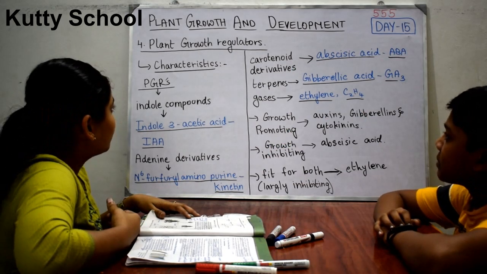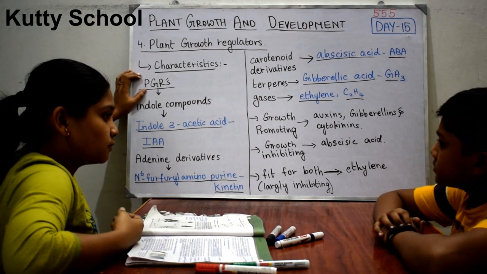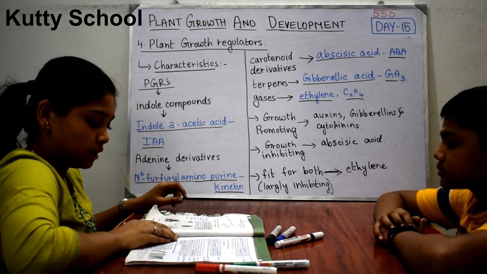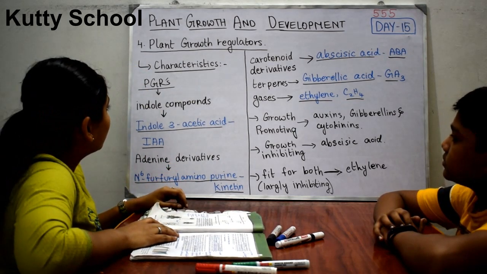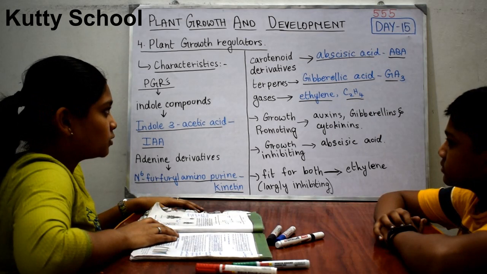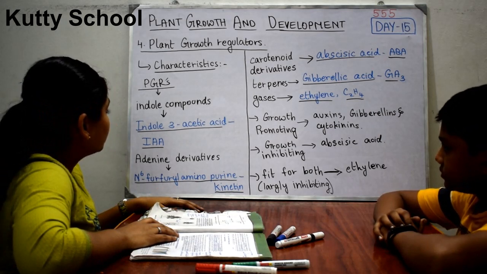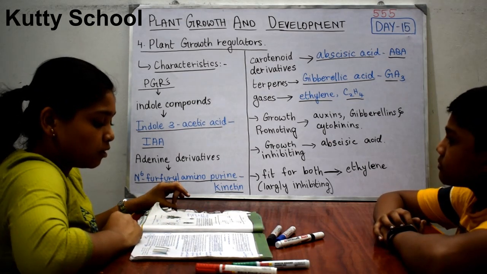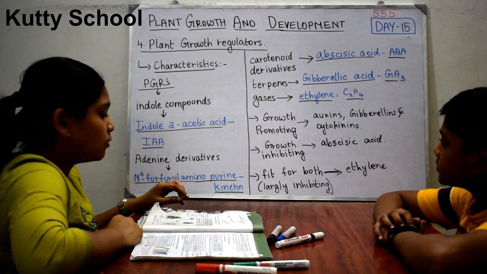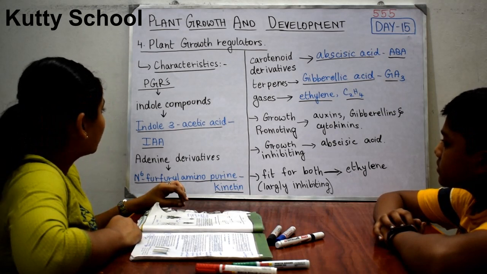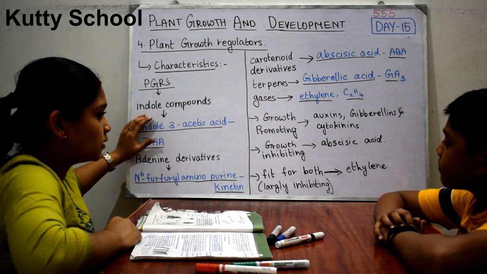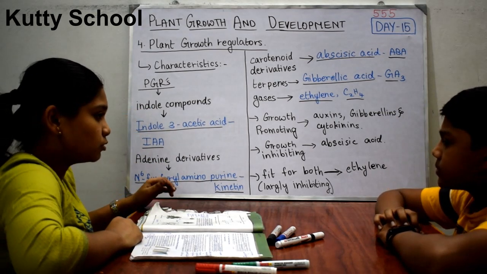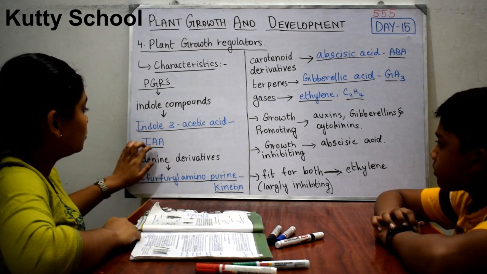Plant growth regulators are also known as PGRs. These are also known as plant hormones, phytohormones and everything. There are many plant growth regulators which are produced in plants. These plant growth regulators are small, simple molecules and chemical compounds which have many chemical compositions. First we are going to see about indole compounds. Indole 3-acetic acid, IAA, is an example of indole compounds.